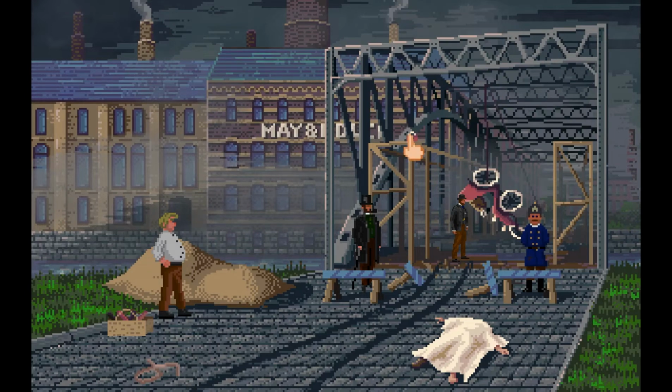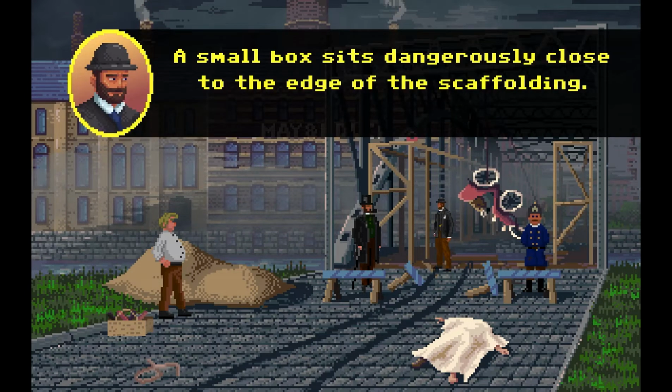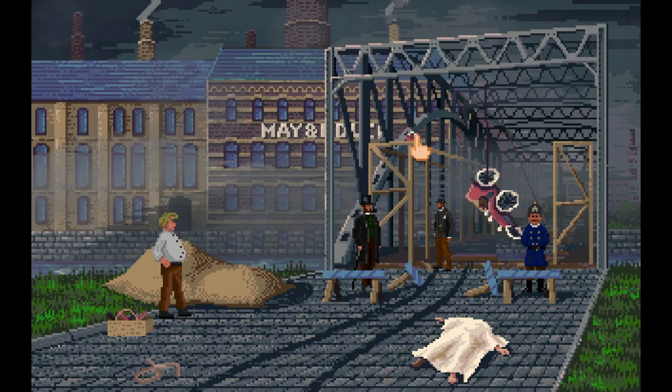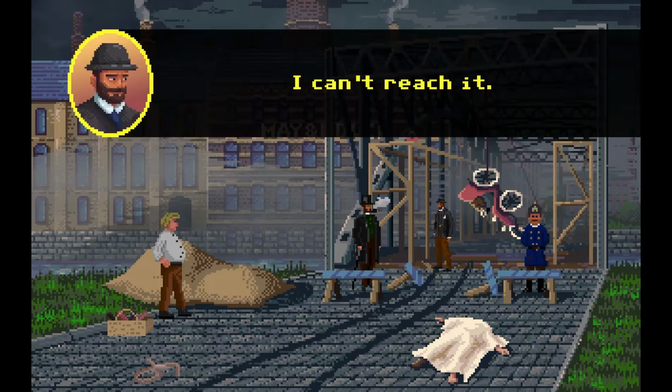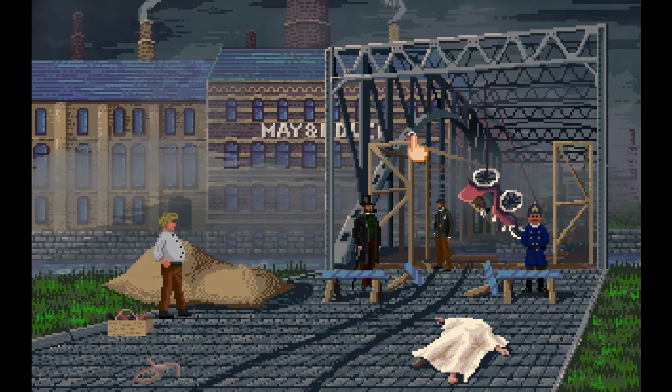What is this? A small box sits dangerously close to the edge of the scaffolding. Are you being dangerous, sir? Are you breaking all the health and safety codes, sir? Oh. I can't reach it. God damn it. It's scaffolding! Climb up it! That's what it's there for!